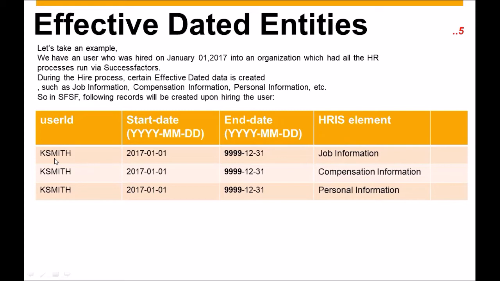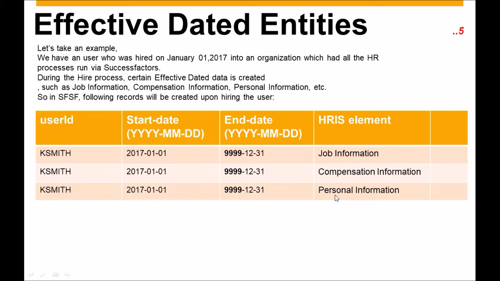We have an example. The user ID was, let's say, K Smith, and the start date, since the hire date is January 1, 2017, and we are making the entry of this particular user in the system, is 01 January 2017. This is an entry which is created anew, so the end date will be the eternity date, that is 31st December 9999, and this is for the job information. Similarly, for the other two objects for the same user, the two records will have similar entries, starting from 1st January 2017 till 31st December 9999. This goes for the compensation information and the personal information HRIS elements as well.